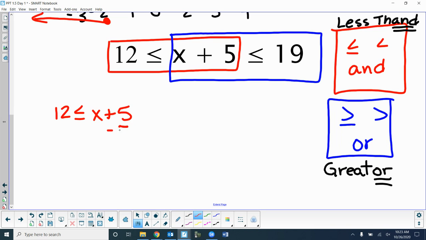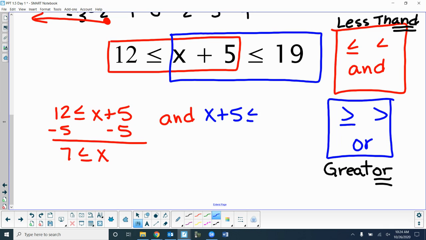So again, just subtract 5. So we get 7 is less than or equal to X. This is a less than, so it's an "and" problem. And then the blue one, X plus 5 is less than or equal to 19. Again, just subtract 5, and X is less than or equal to 14.